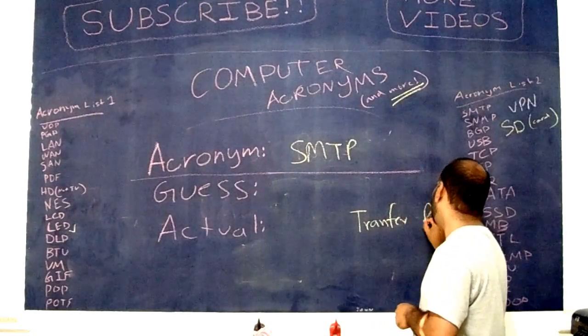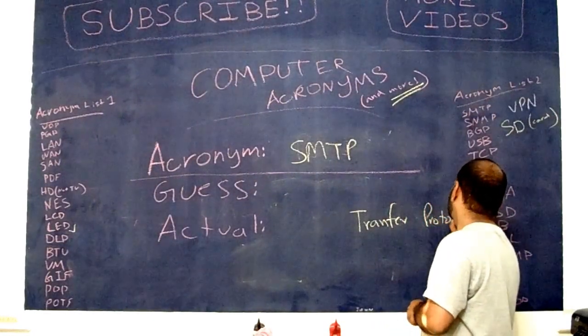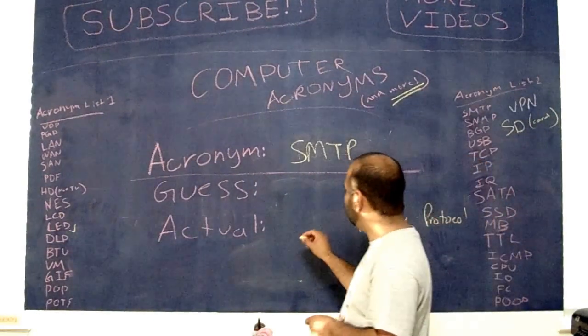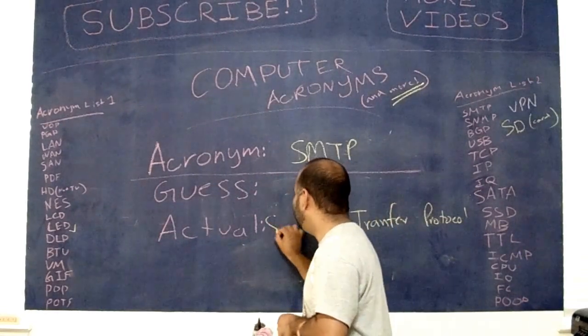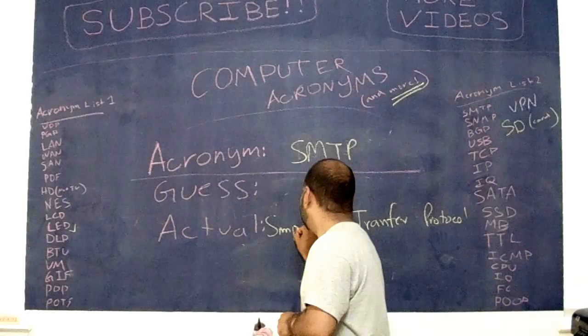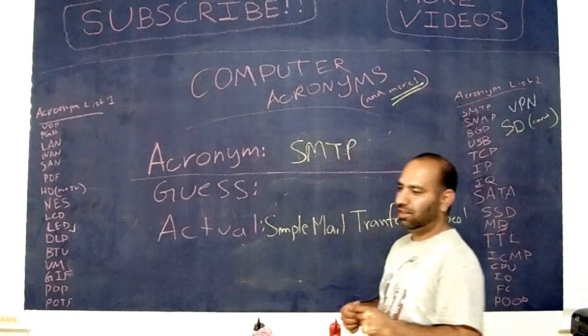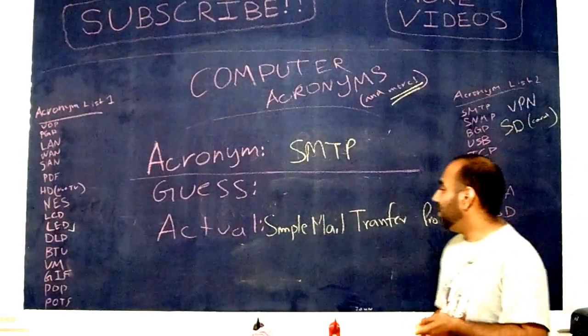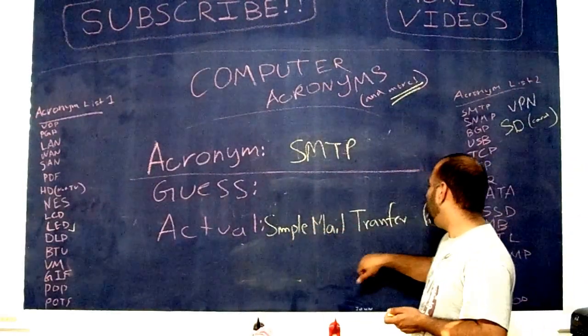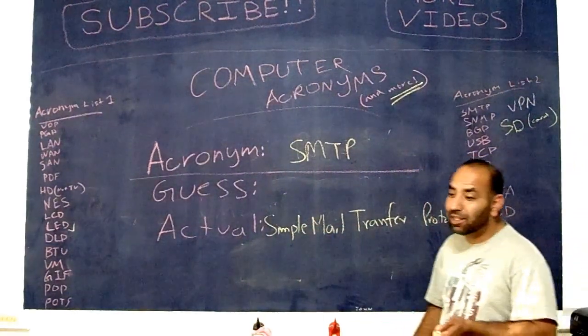P is protocol. Now, S and M are simple mail. Yeah, it is simple mail. It's a protocol used for sending email over the internet, like Outlook. So, here it is: Simple Mail Transfer Protocol, SMTP.